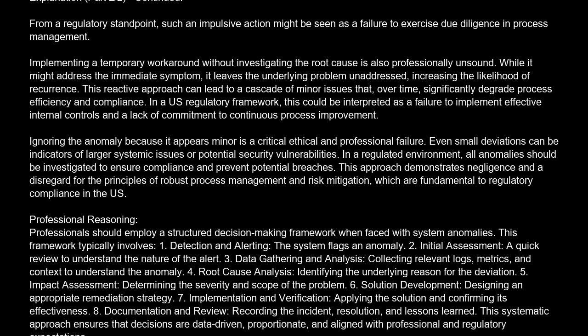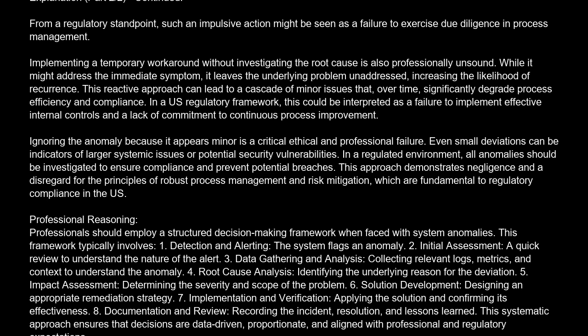Professional reasoning. Professionals should employ a structured decision-making framework when faced with system anomalies. This framework typically involves: 1. Detection and alerting. The system flags an anomaly. 2. Initial assessment. A quick review to understand the nature of the alert. 3. Data gathering and analysis, collecting relevant logs, metrics, and context to understand the anomaly. 4. Root cause analysis, identifying the underlying reason for the deviation.